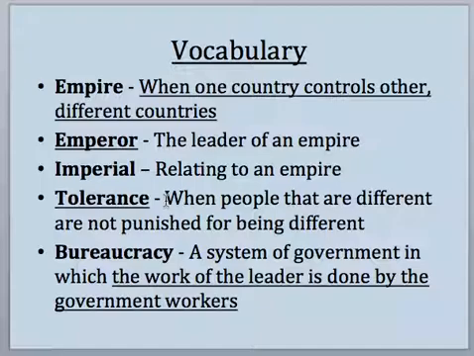Bureaucracy, again, that's another term you may hear in other fields or subjects like government, but it is, in this particular case for Persia, a system of government in which the work of the leader is done by government workers. And we will see that Persia started an imperial bureaucracy.